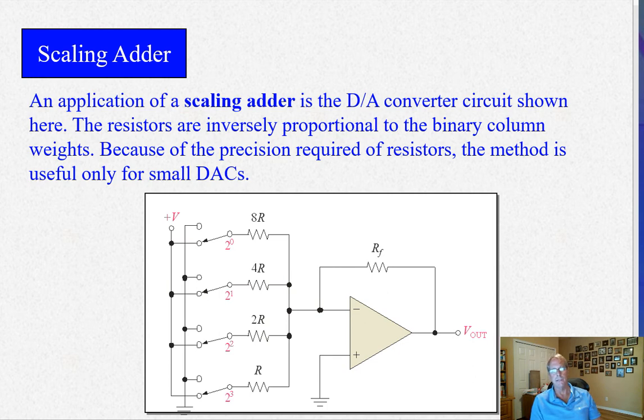Another application of a scaling adder is putting these fixed resistors in here, and you can do a D to A converter. Okay, so each time you flip on one of these switches, you're turning on an input and summing these values into the summer or to the adder. Now notice that these are different weights. This is whatever R is, RF. This is 8 times that R, this 4 times that R, 2 times that R, and then just R. And that results in these binary weights, 2 to the third, 2 to the second, 2 to the 1. Okay? It's a digital to analog converter.